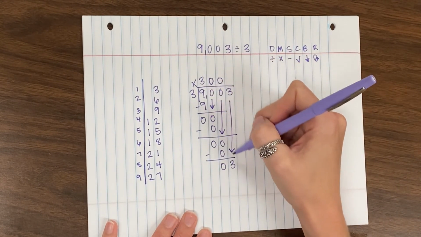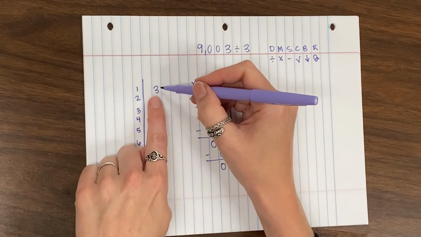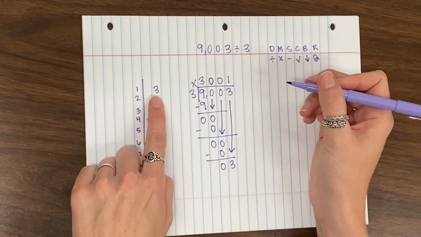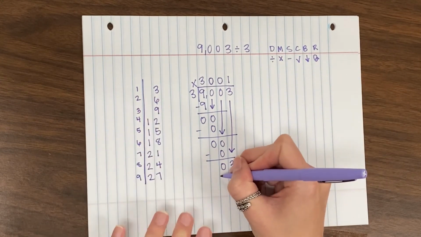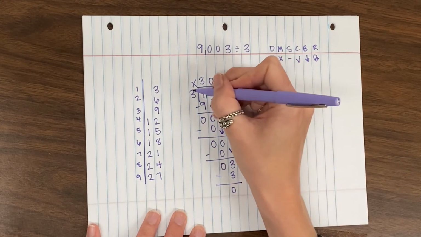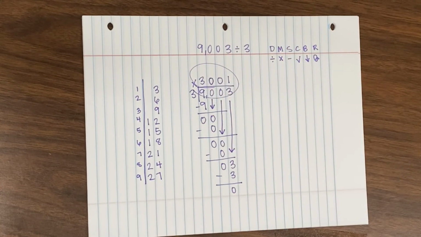Now I'm dividing 3 into 3. I can do that one time. So I'm going to put a 1 in my quotient. 1 times 3 is 3. I'm going to subtract. I have no remainder. My quotient is 3001.